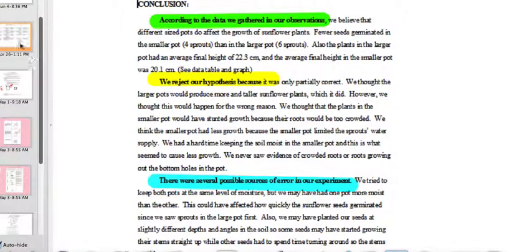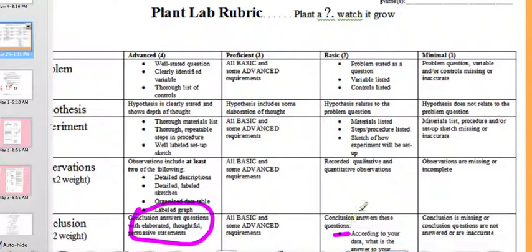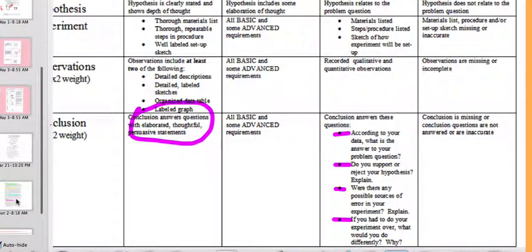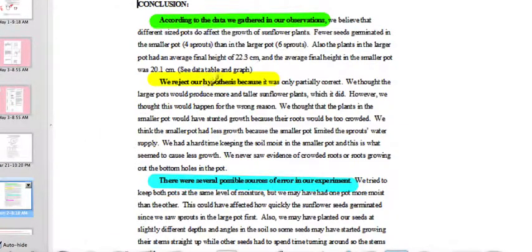Reminder what the second question was. The second question was, do you support or reject your hypothesis? So look how they started this paragraph. We reject our hypothesis because. Then they go on to say it was only partially correct. Here's what we thought was going to happen. Here's what we had a little bit of difficulty with. We think the smaller pot had less growth because the smaller pot limited the sprout's water supply. So they went on to say, we never saw evidence of crowded roots or roots growing out the bottom holes in the pot like they thought they might see.